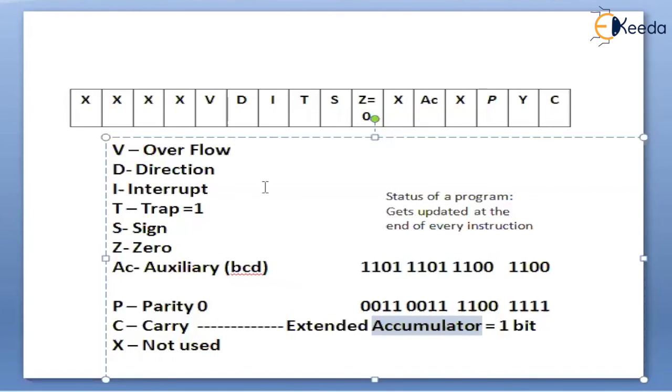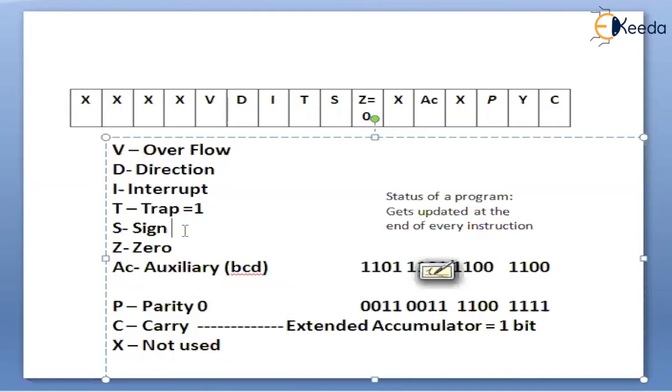So that means the overflow flag will be used. If the sign is accidentally reversed, then the overflow flag will be set to 1. And in loops, if you want to count in an upward direction from 0 to 100, then the direction flag will be equal to 0. If the direction flag is equal to 1, then it will be counted in the reverse direction, and the counter variable will be decremented. Okay, interrupt I'm not touching right now. What is trap? When an instruction is being executed and there is an error in that instruction which cannot be rectified, then the trap flag will be equal to 1.